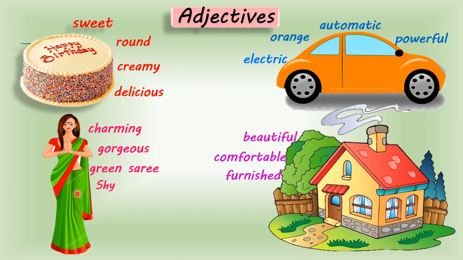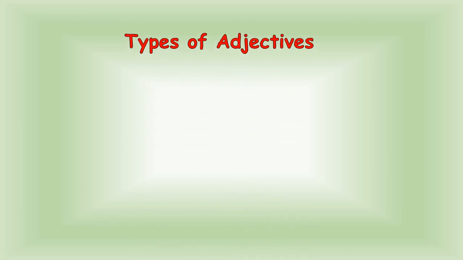So here I have taken a few examples to explain adjectives, and how adjectives are helpful to us in describing nouns and pronouns around us. Okay? Now children, we know why adjectives are important to us. Now let's see what are the different kinds of adjectives.